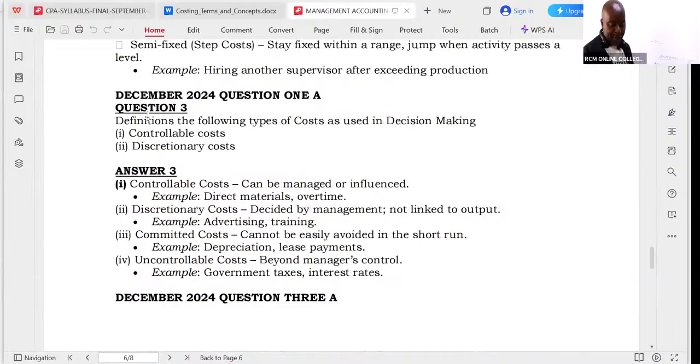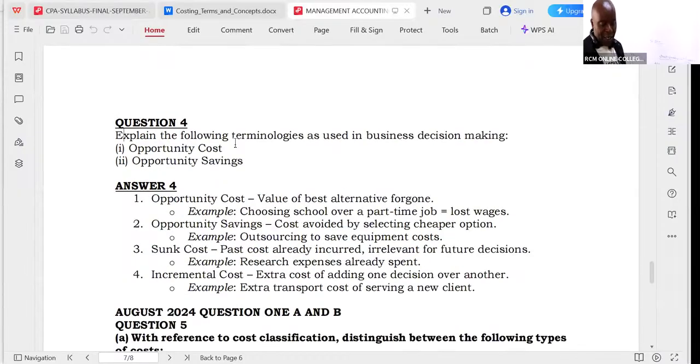Next question, December 2024, question number 1A. Define the following types of costs as used in decision making: what are controllable costs and what are discretionary costs? We'll be able to answer that as I take you through today's concept. Then we have December 2024: explain the following terminologies as used in business decision making: opportunity costs and opportunity savings.